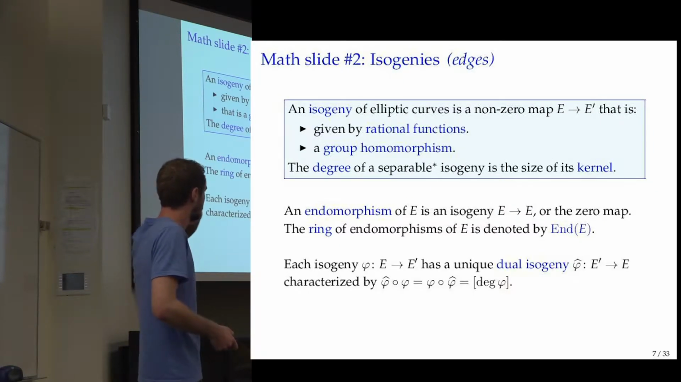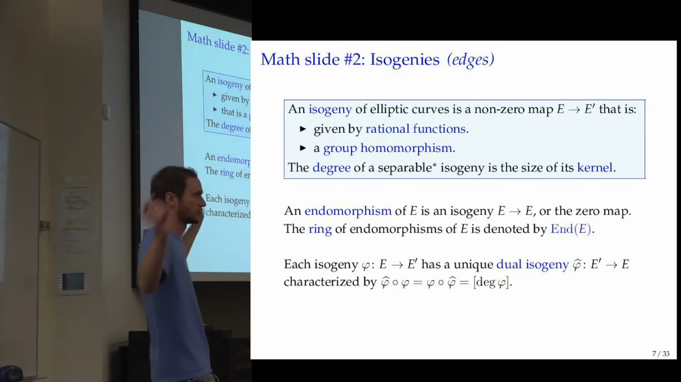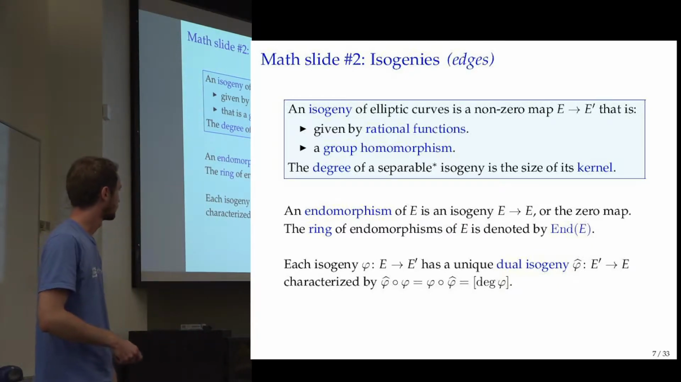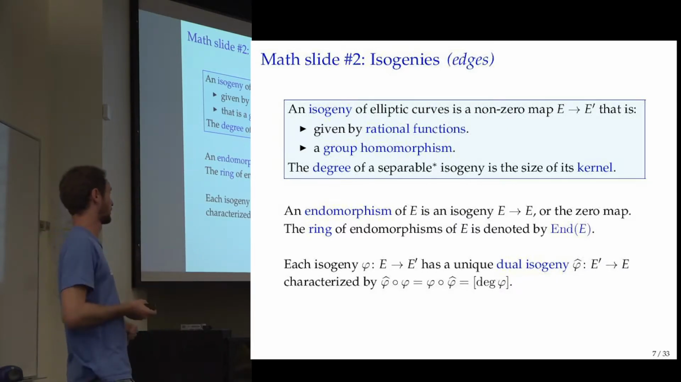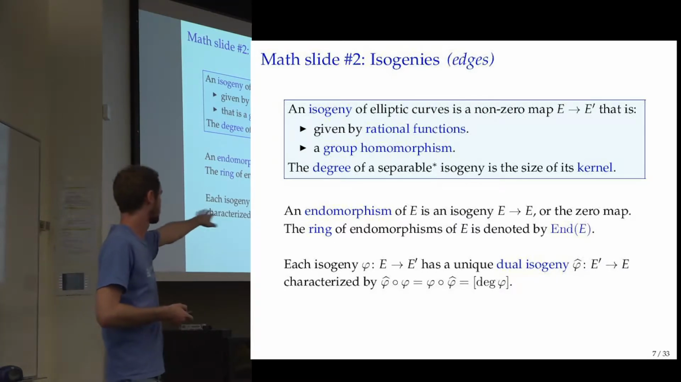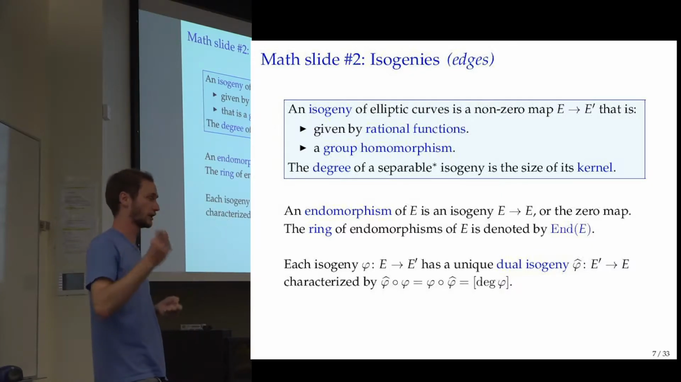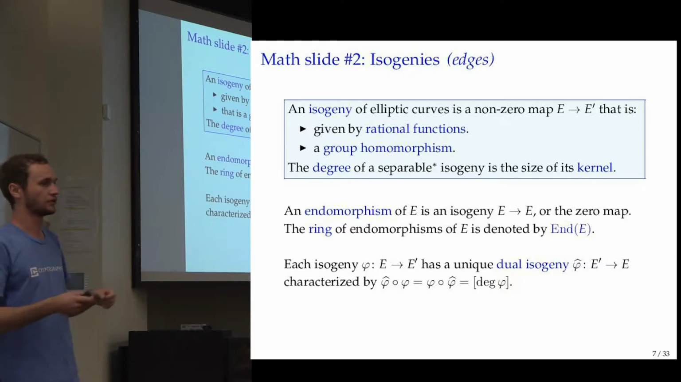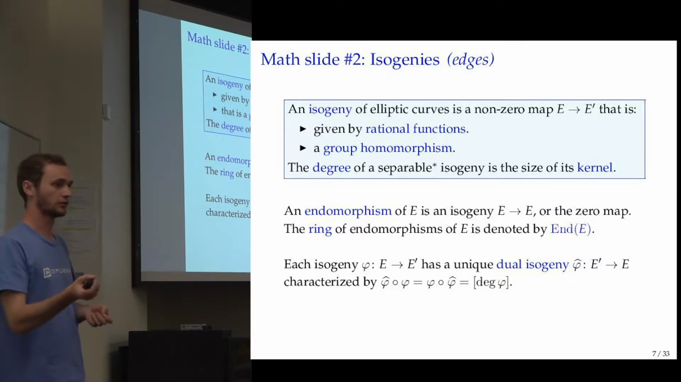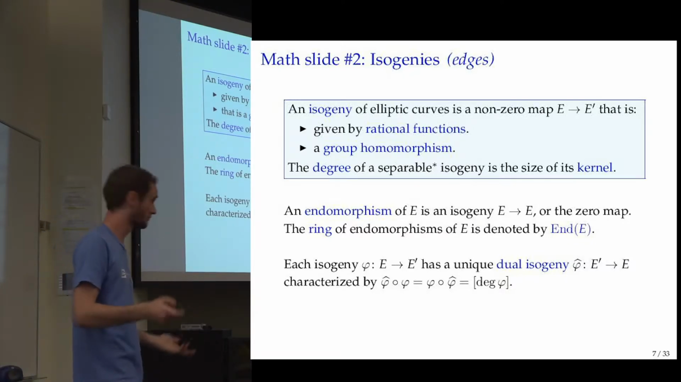And the other thing that's not true for all group homomorphisms in all categories is that associated to each isogeny, you get an isogeny back in the opposite direction that satisfies this nice property that when you compose the two, you get a scalar multiplication. So in a sense, this is a bit like an inverse, except that you're not getting the identity map when you compose them, but you get a scalar multiplication by the degree.